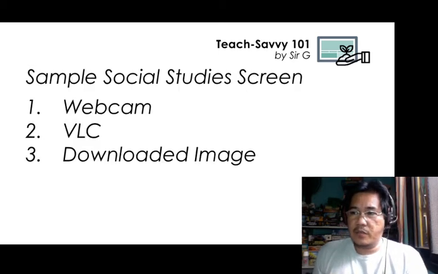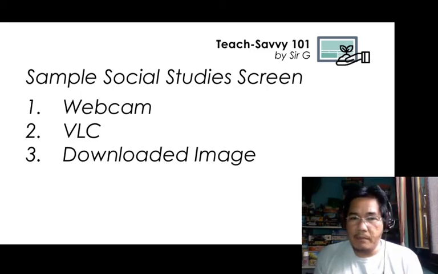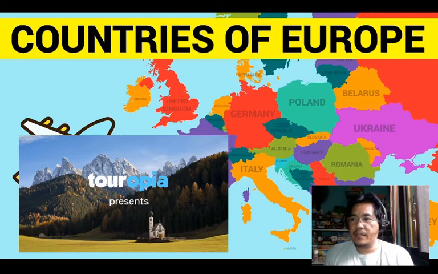So I'll show you a sample of a social studies screen. Here I have a webcam, VLC, and a downloaded image. So this is how it would look like. This is the screen layout I have for a social studies teacher, just for a sample. But I'm not a social studies teacher, so this may look different from other social studies teachers out there. Let's have here a VLC. So the background is a downloaded image, and you see my webcam, and the third one is VLC.